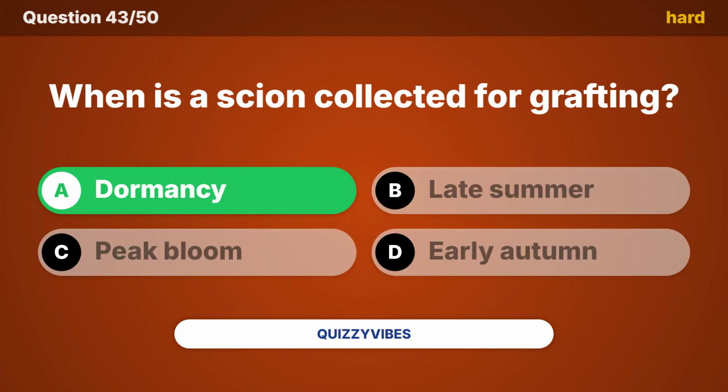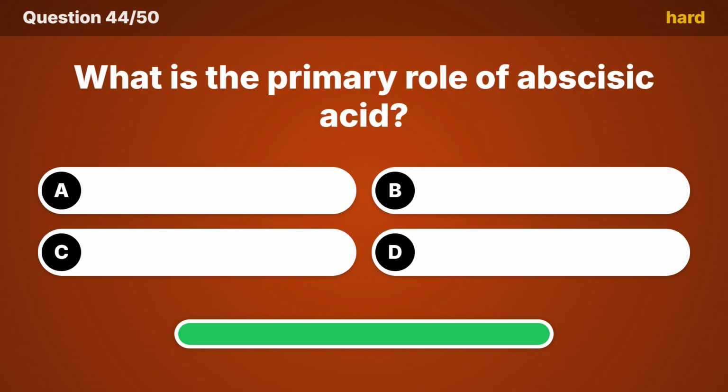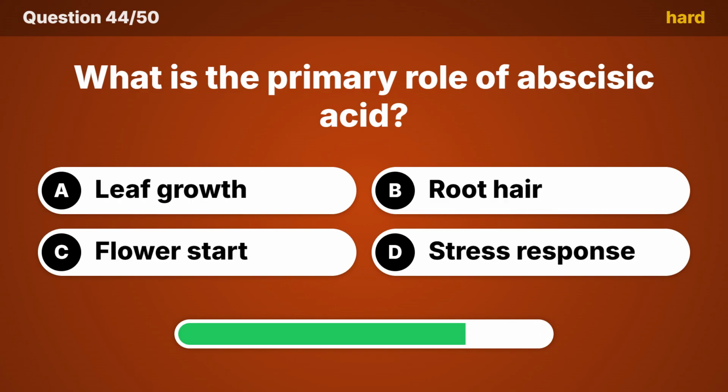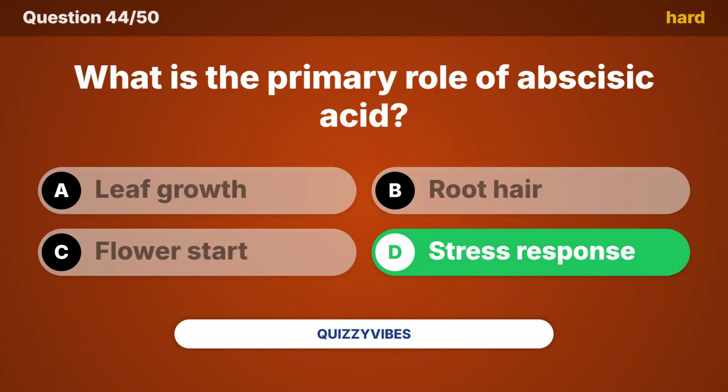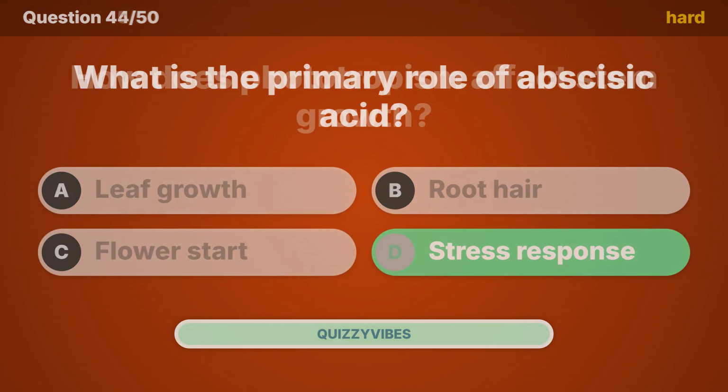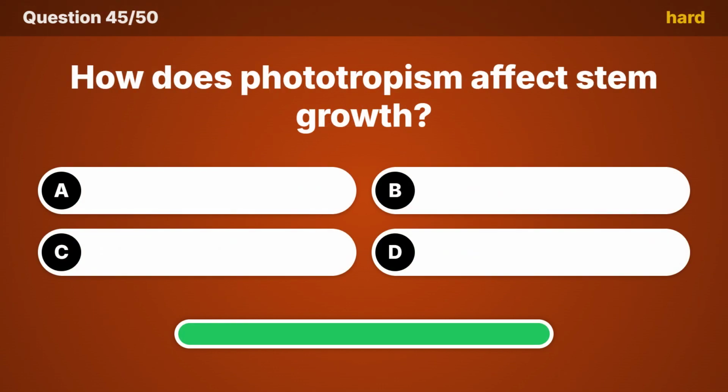Did you guess it? The answer is dormancy. What is the primary role of abscisic acid? Time's up! It's stress response! How does phototropism affect stem growth?